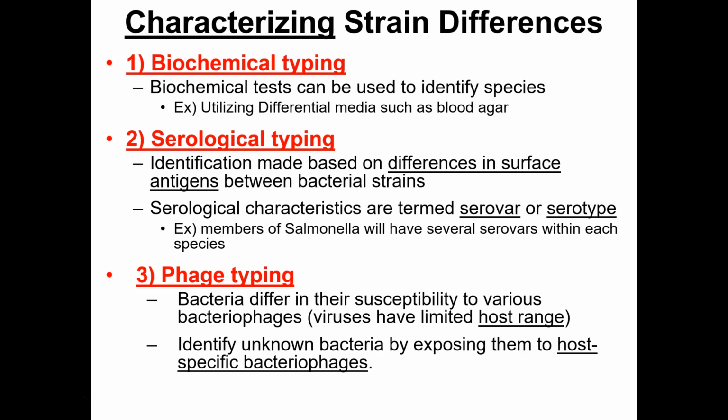Phage typing can be used. Now, this is the one we didn't talk about. Phage typing is utilizing viruses, specifically bacteriophages, to identify different strains. When we get to chapter 13, we'll talk about this a bit more, but viruses are really, really picky about who or what they'll infect, down to even strain differences. Okay, so we want to look for strain or host-specific bacteriophages.